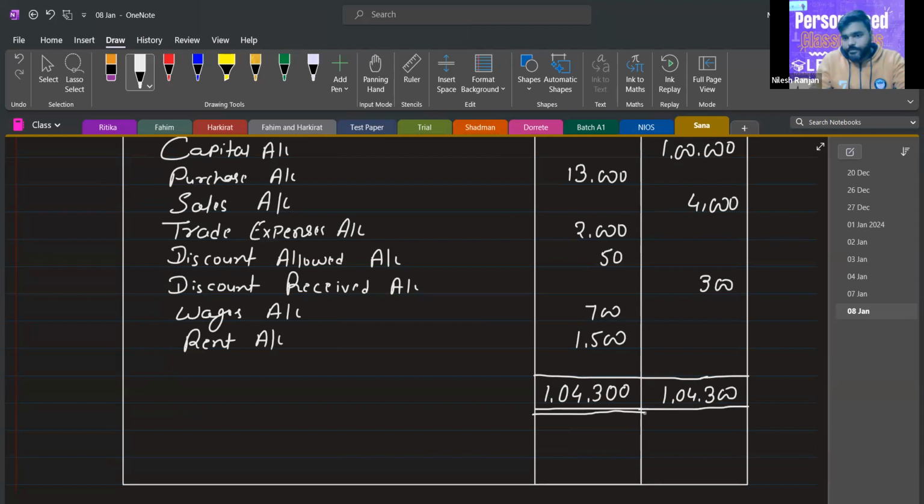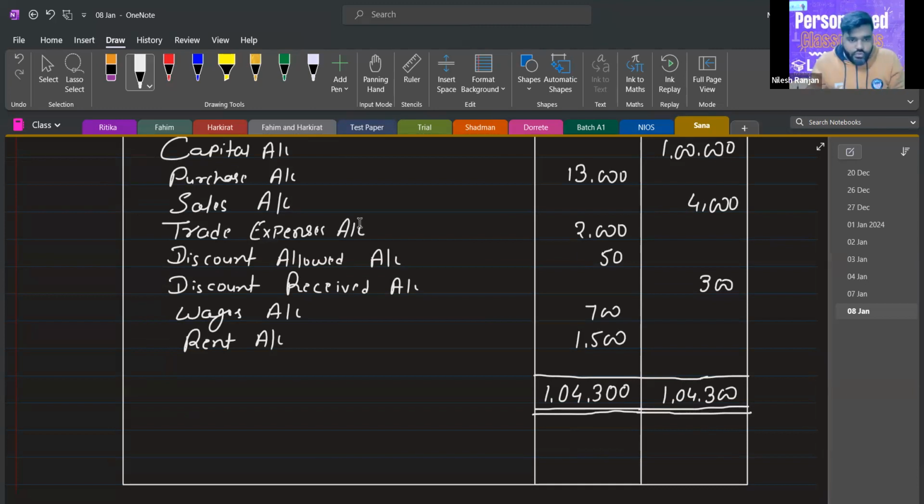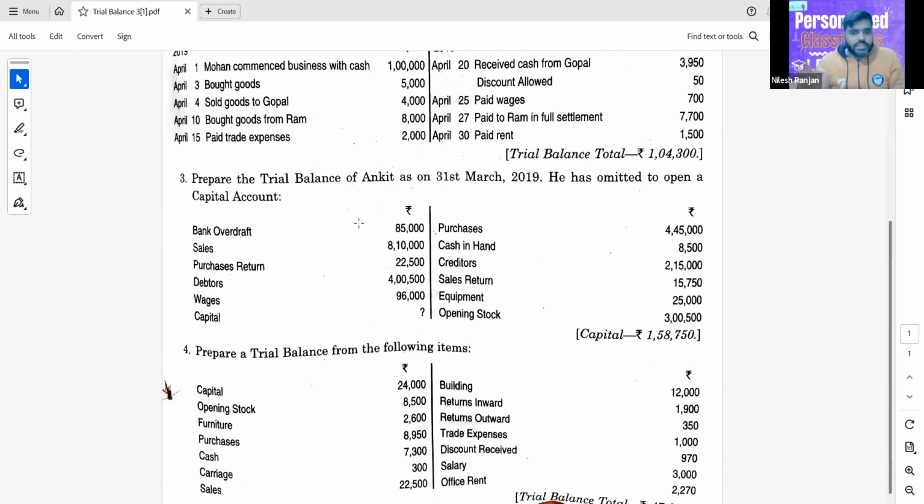No, sir. So this is the second type of question. In the previous class, we did questions like question number 3 and 4, where we had to put the items on the debit side or credit side of the trial balance. But in today's question, we passed the journal entries, then created the ledger, and after that the trial balance.